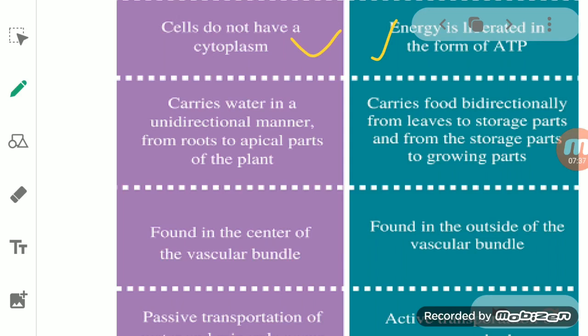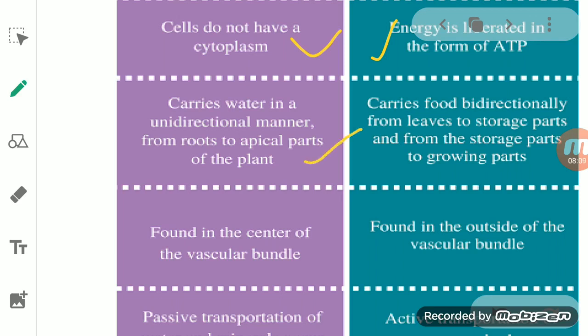While in case of the phloem, here energy is liberated in the form of ATP, because the nucleus is there. In the companion cell, the nucleus is present, and the cytoplasm is present also. In the sieve tube also, living cytoplasm is present. So this cytoplasm and the nucleus which is present in the phloem help in generating the energy. Okay.